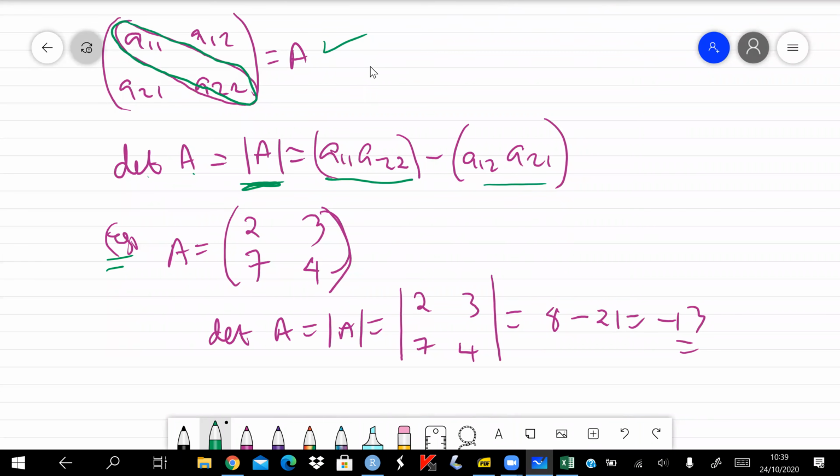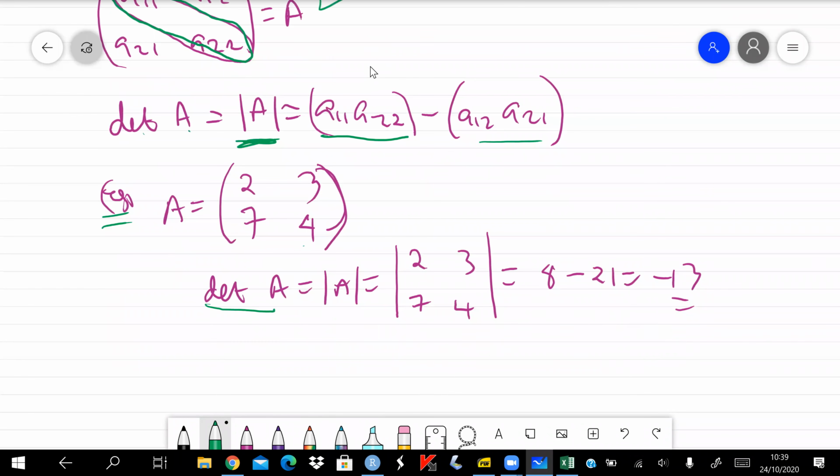For instance, if this is your matrix A, then your determinant can be denoted by this or that, or you can even have it like this using vertical lines. And this is equal to, you take this product, which will give you 8, minus the product of elements in the other diagonal, 21. So the determinant in this case is minus 13.